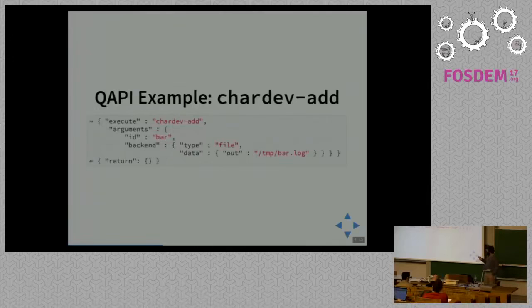This is a QMP command, chardev-add. It has a few arguments. One argument is ID and another one is backend. These are the actual QMP messages being exchanged. The response is empty because there is no extra data being returned.